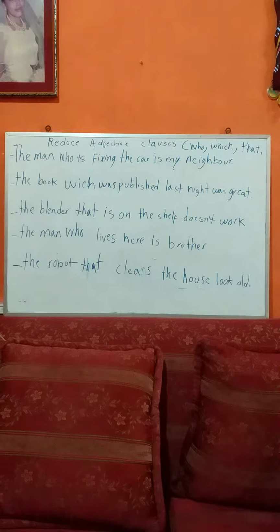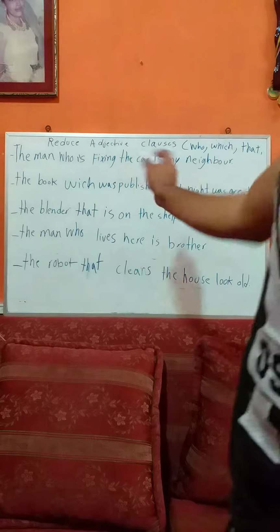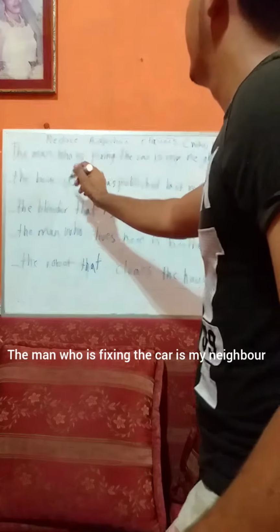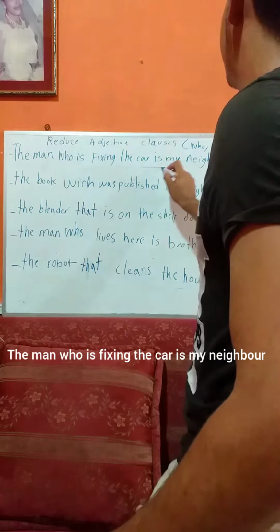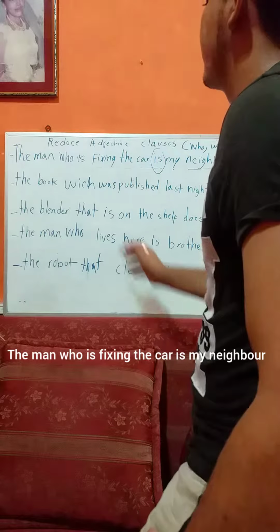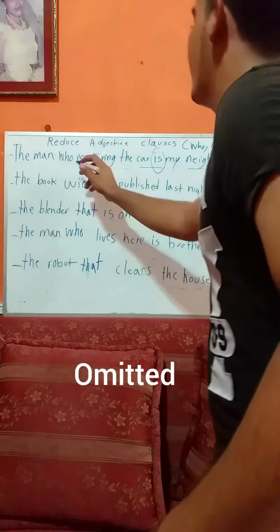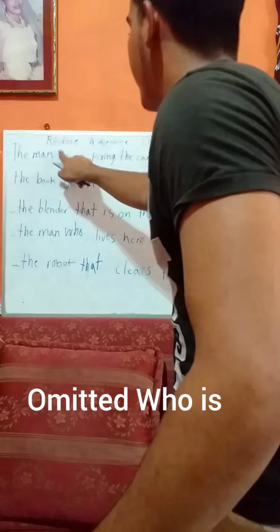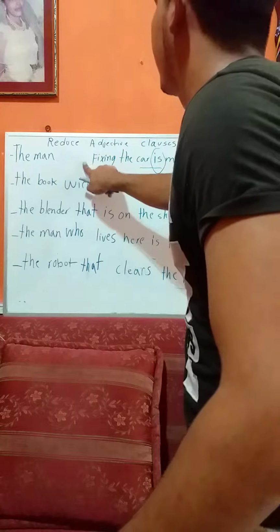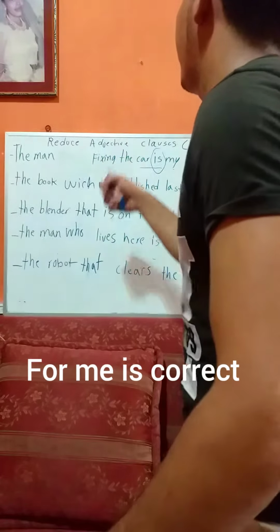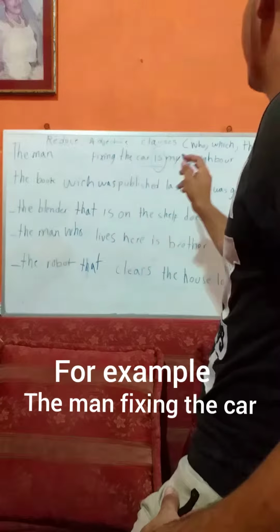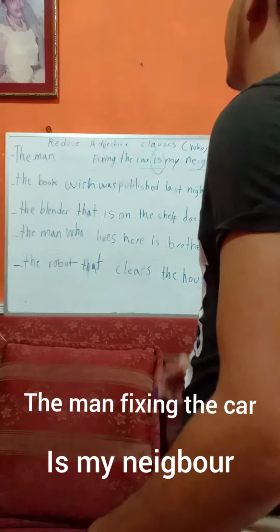Okay. For example, the man who is fixing the car is my neighbor. The man is the subject. Who is fixing the car is the adjective clause. Omit who is. Okay, omit who is. The correct form is: the man fixing the car is my neighbor.